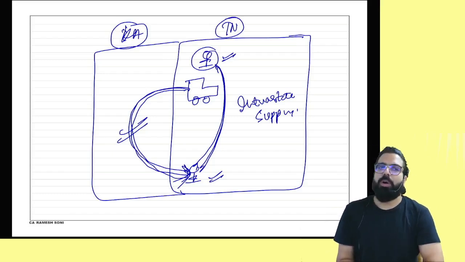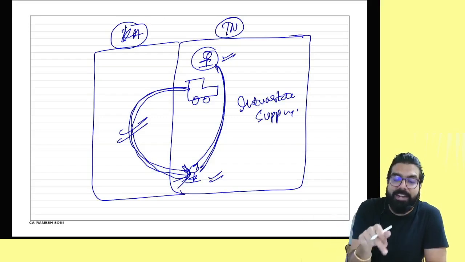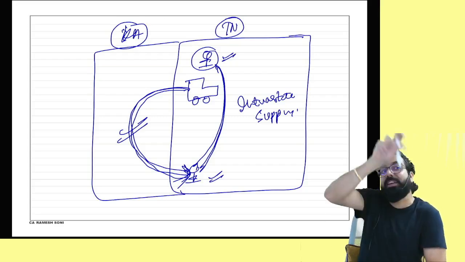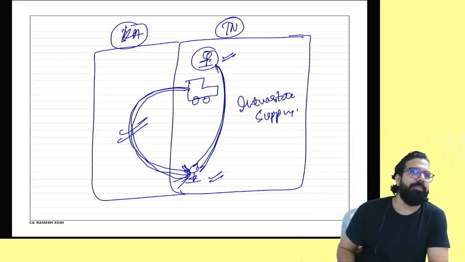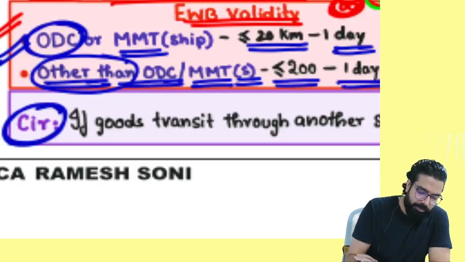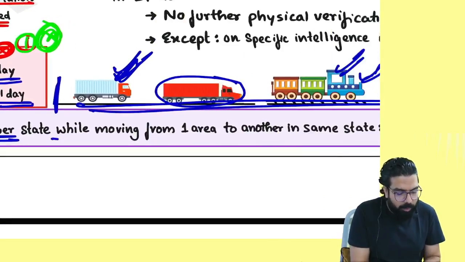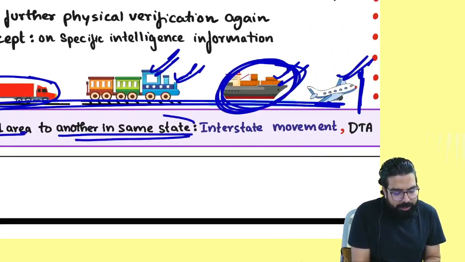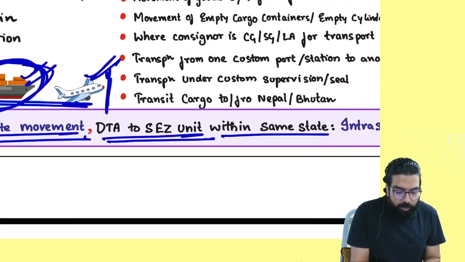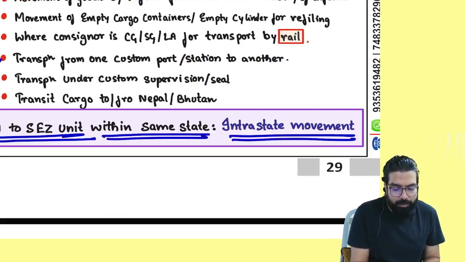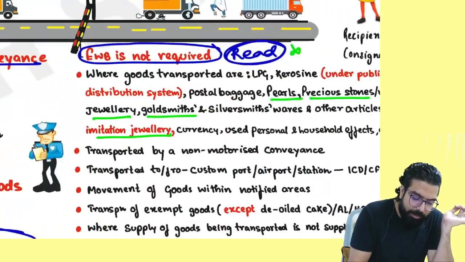Are we clear? You know why I told you this? Whenever it is within-state movement, that state's GST laws are applicable. But if it is interstate movement, central GST laws, CGST laws, are applicable. This is just for your knowledge, not important from the exam point of view. Remember, if goods transit through another state while moving from one area to another area in the same state, it's always interstate movement. DTA to SEZ within the same state, we'll always call it intrastate movement. Not important.